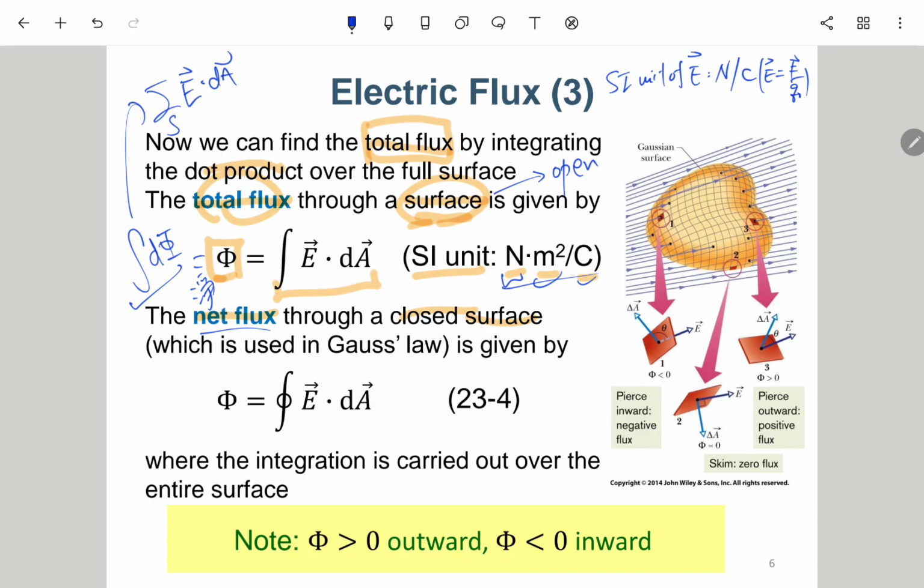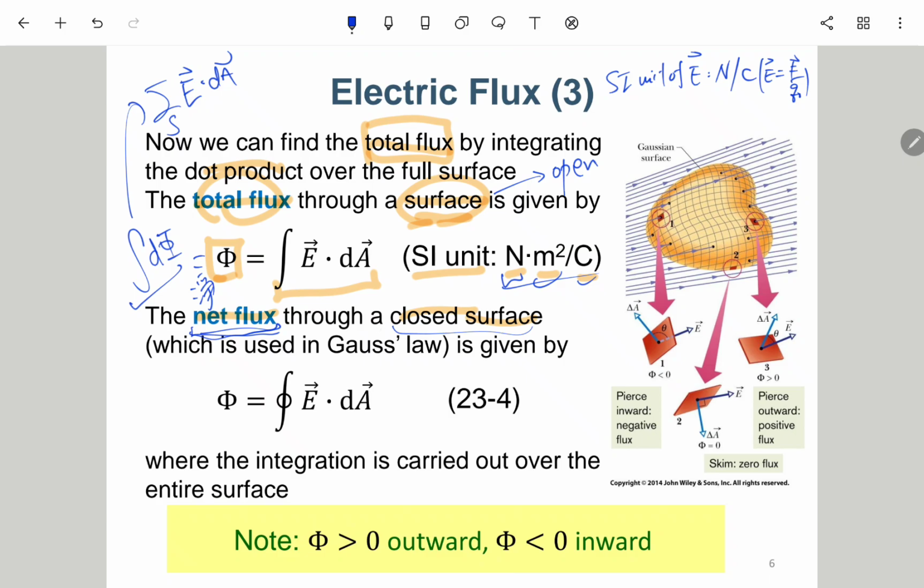So for this case, maybe some E field lines are pointing outside, some of them are pointing inward. For the flux pointing outside, it is a positive value. For the E field pointing inside, the flux is a negative value. So they may cancel part of that. In that way, we consider the net flux, after adding all the small fluxes together. This is the net flux through a closed surface.